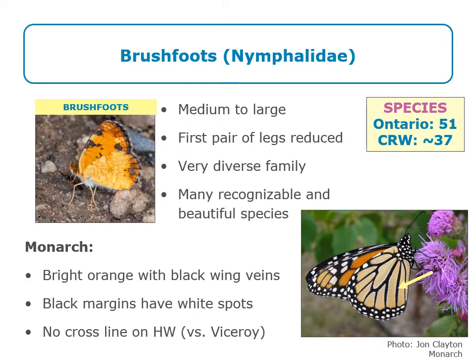So I think probably most of you will be familiar with the monarch butterfly. It's a big, bright orange butterfly with black wing veins and white spots along the margins. And I have an arrow in that photo because I mentioned the viceroy, which is a similar butterfly that's a little smaller, has a line going across the hind wing. It has a cross line going across, but the monarch does not. It only has lines running out from its body towards the edge of the wing. So that's how you identify a monarch.